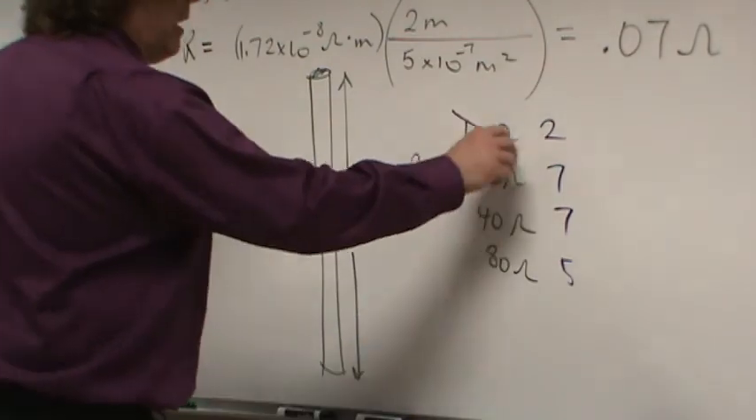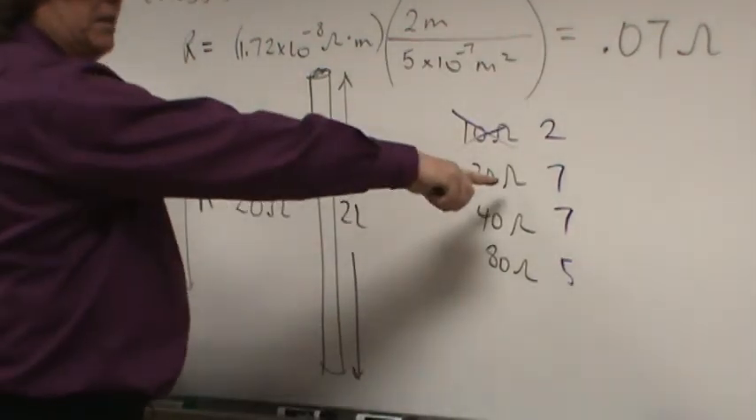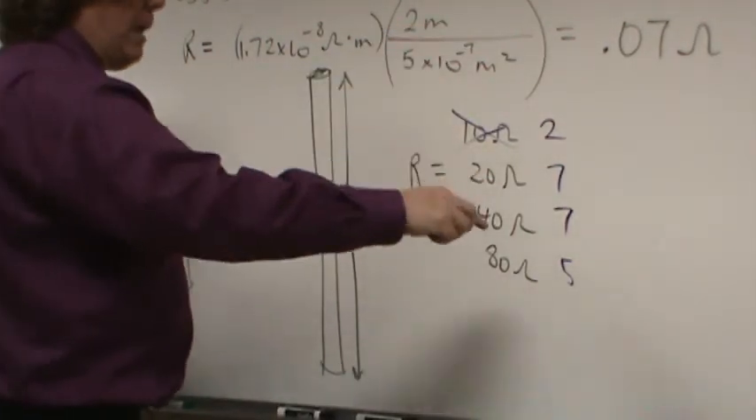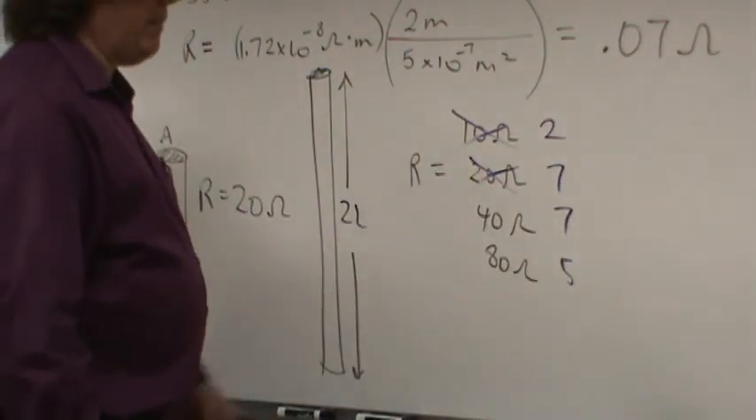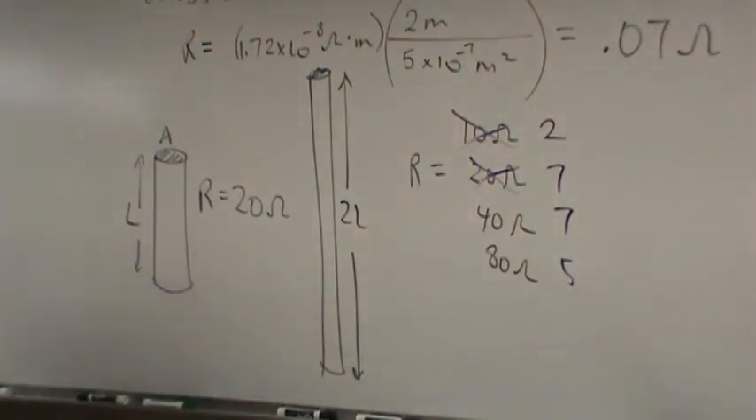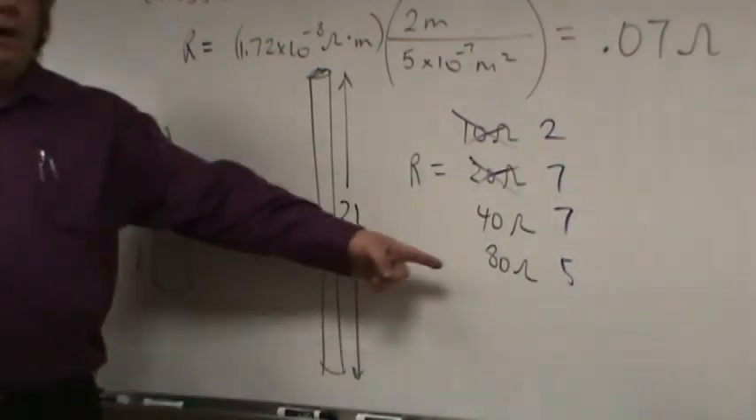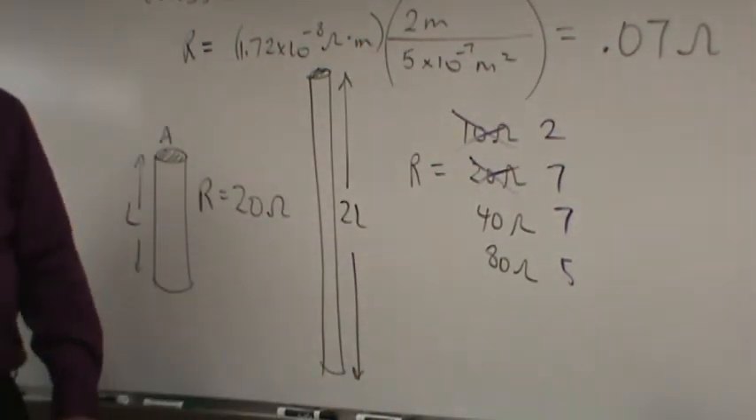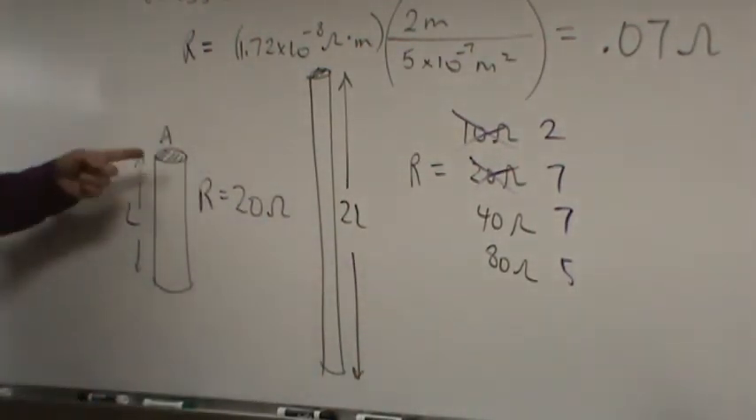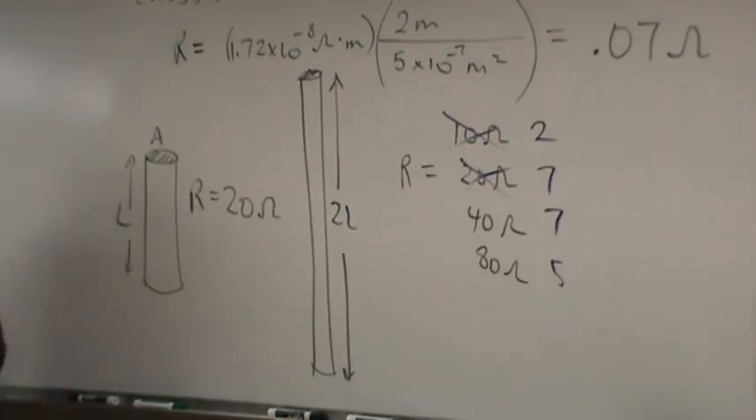So we know it can't possibly be this. Also, since I raised L and lowered A, it can't be that. It can't stay the same. So it's really between 40 and 80. Someone who chose 80. Why 80? DeAndre. Because not only are you increasing the length, but you're decreasing the cross-sectional area by 1/2.